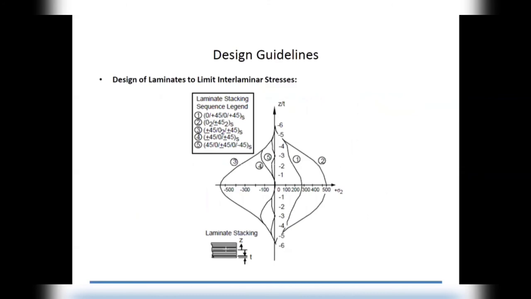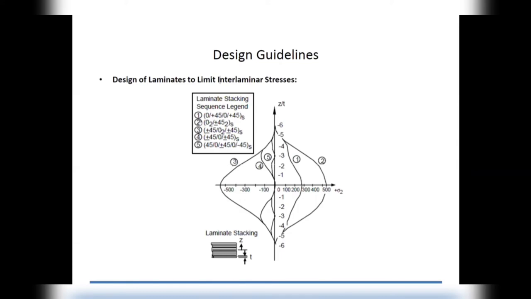Here's an example of how laminates can be impacted depending upon the stacking sequence you select. So here's an example with the exact same number of plies. You can see here I have 4 plies, symmetric in all these cases. This plot here shows the interlaminar stresses through the thickness. And what you see is the interlaminar stresses are the highest for stacking sequence 2 and 3.